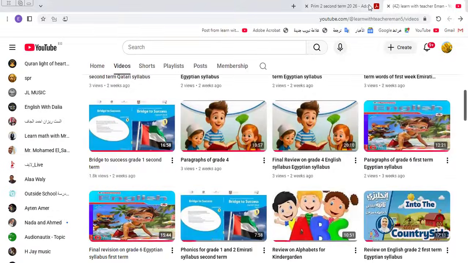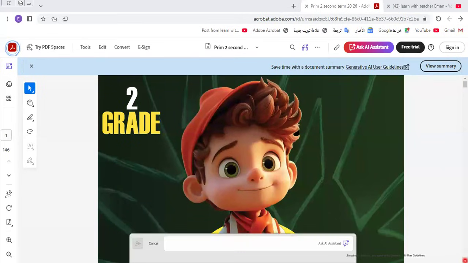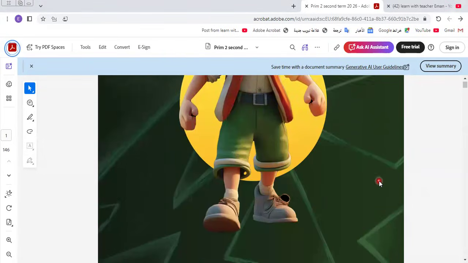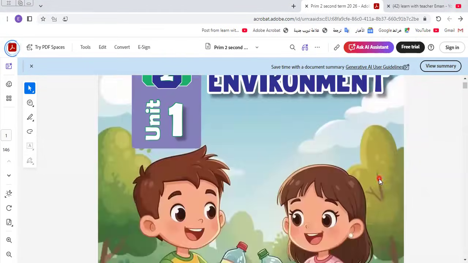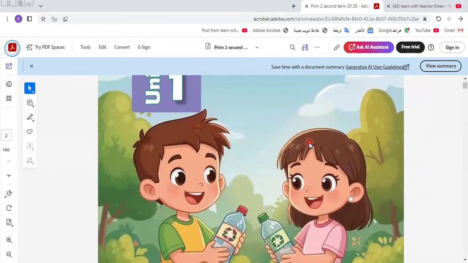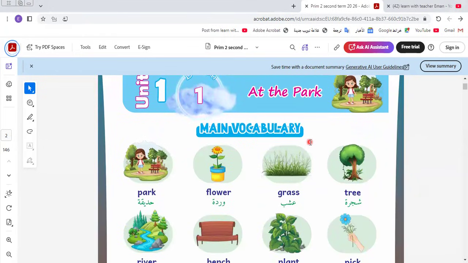Let's go to our lesson today. Today I will start with you the first lesson in the first unit in the second term of your book, English grade 2 second term, Egyptian syllabus. This first unit will be our environment, okay? Let's learn some vocab related to this lesson, okay?